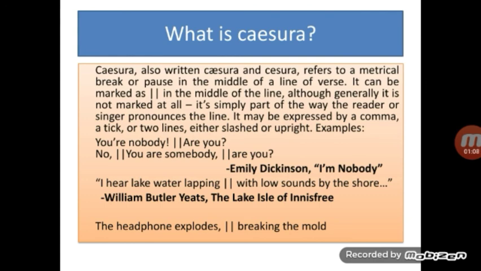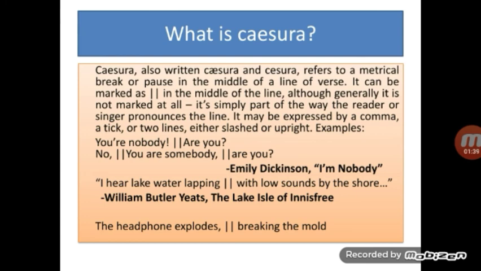So let's see the example. The first example is from Emily Dickinson's popular poem, "I'm Nobody." I'm nobody, who are you? Are you nobody too? So you see, in the first line, there is a break. After "I'm nobody" and before "who are you," there is a break. And this break is marked by two upright lines.